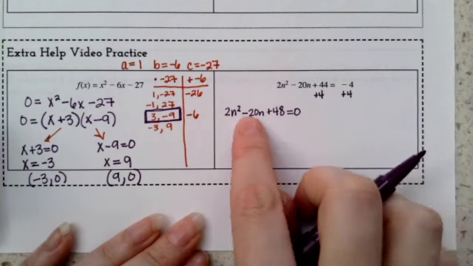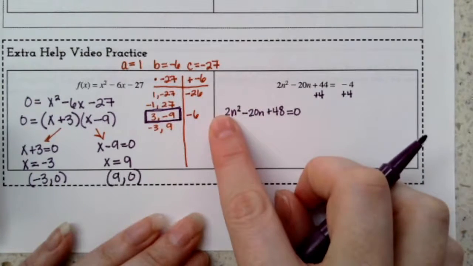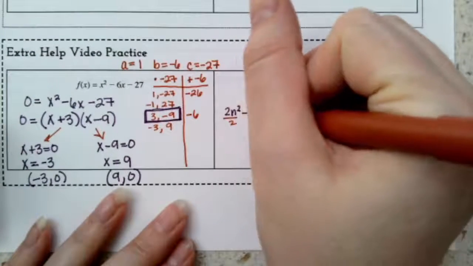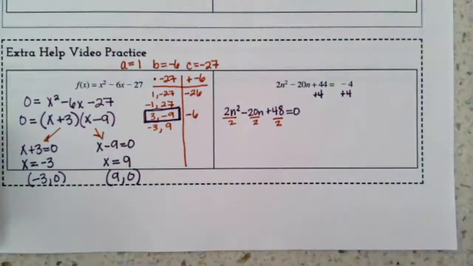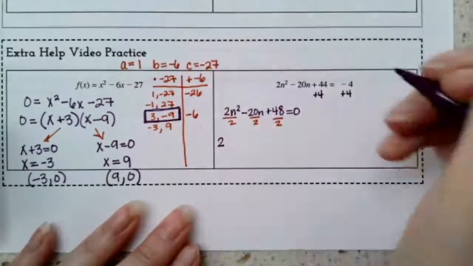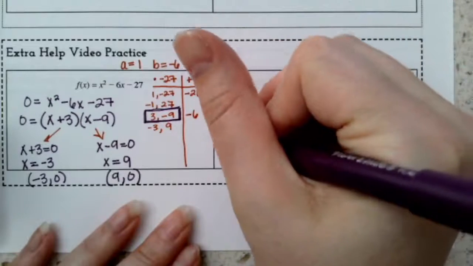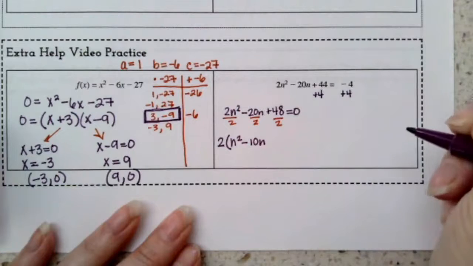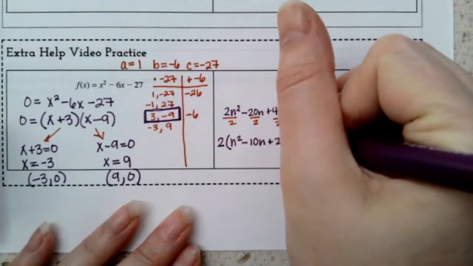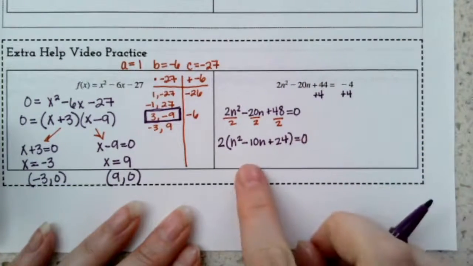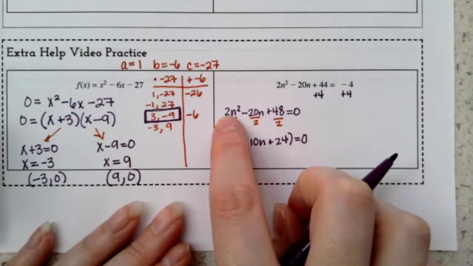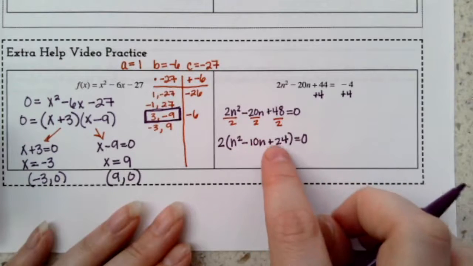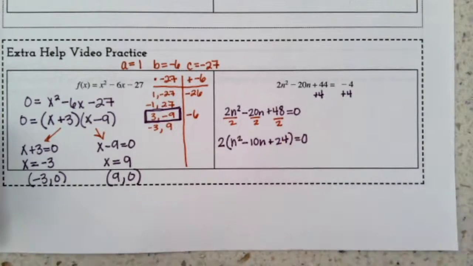But I see here 20 can be divided by 2 and 48 can be divided by 2, so that is my GCF. So I'm going to go ahead and divide that out. So I have my GCF out front, and then divide everything by 2. So I get n squared minus 10n plus 24. So if you have an A value, that's probably your GCF. Test it. If it works, then keep factoring. If it doesn't work, you have to use the quadratic formula.